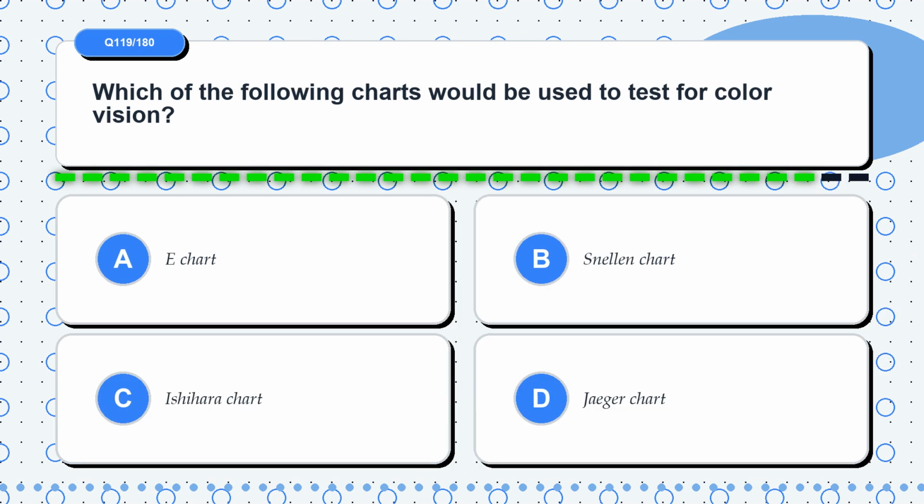Question 119. Which of the following charts would be used to test for color vision? Here are the options. Option A, E chart. Option B, Snellen chart. Option C, Ishihara chart. Option D, Jaeger chart.